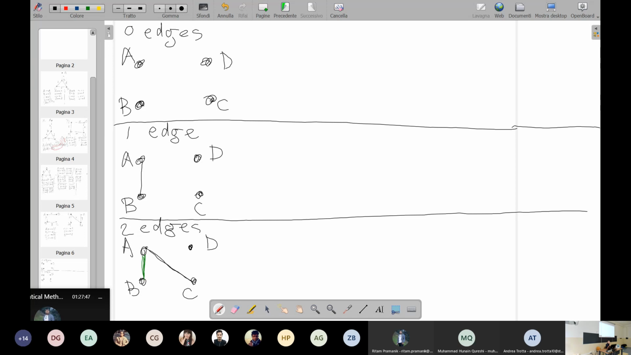Is there, with the same green edge AB, a different, meaning non-isomorphic, graph with two edges? Is there another possibility with two edges, still keeping the green edge, so that we make things simpler? From D and C. Yeah, sure. So we have this other possibility.